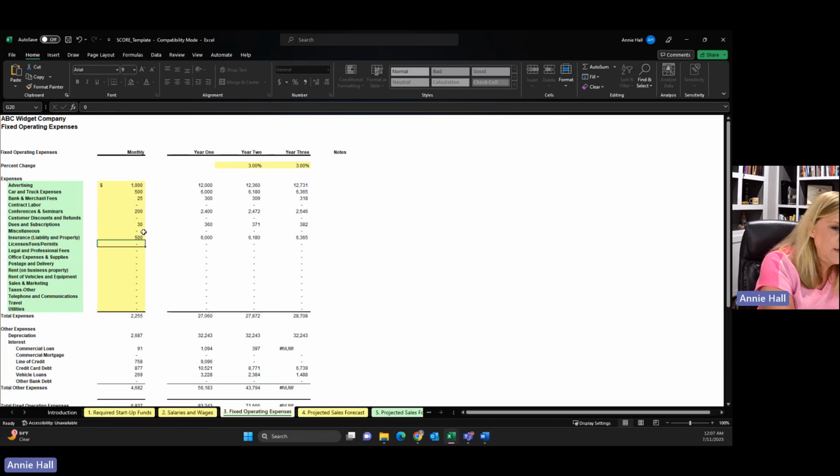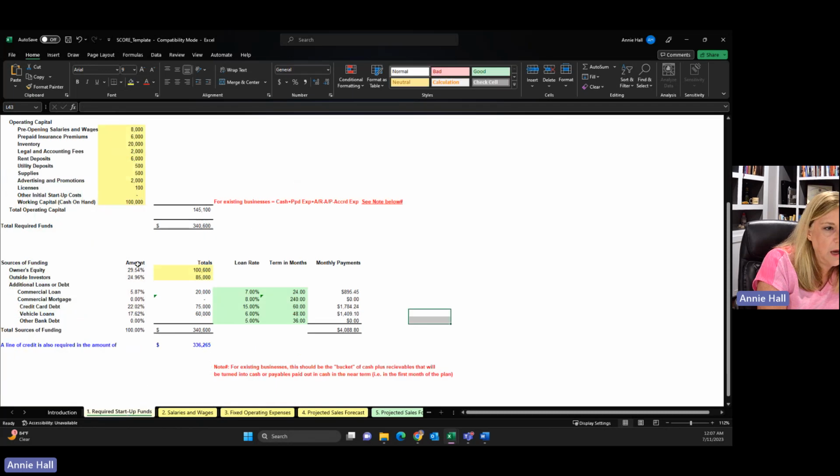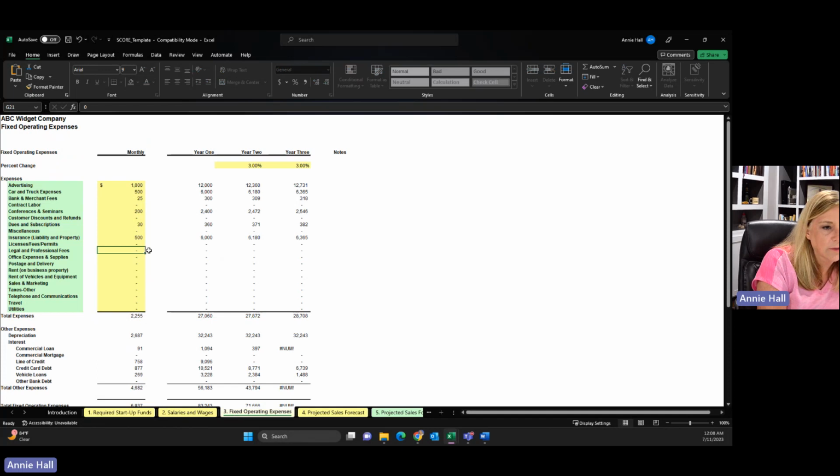Licenses, permits, and fees, we already paid for that before the year started. We put that in our startup funds. Legal and professional fees, we put that in our startup funds at $2,000. So we'll pretend that's going to hold us for the year. Office expenses and supplies, we might need $50 worth a month. Postage and delivery, let's do another $50. Rent on business property. So we've leased a space. That's going to be a big ticket item, probably $5,000 a month.